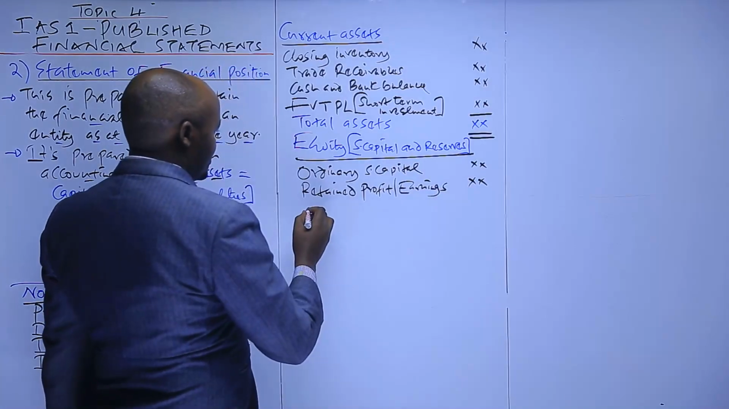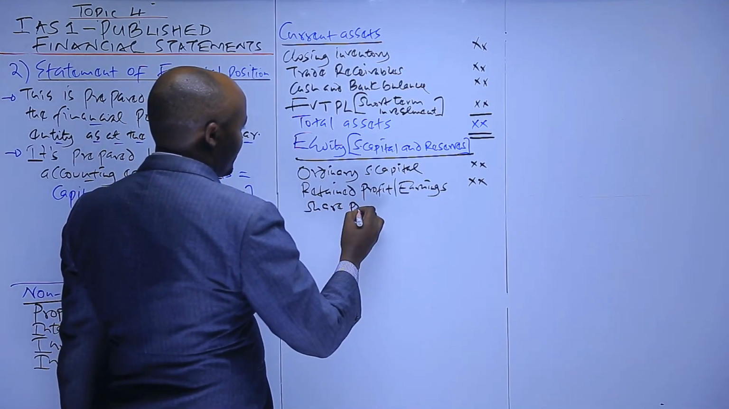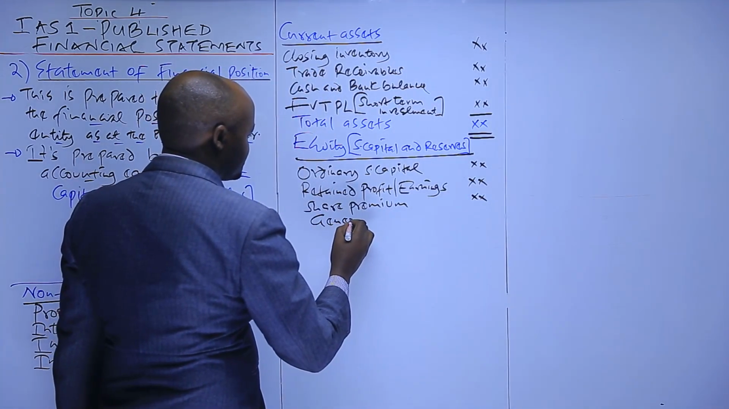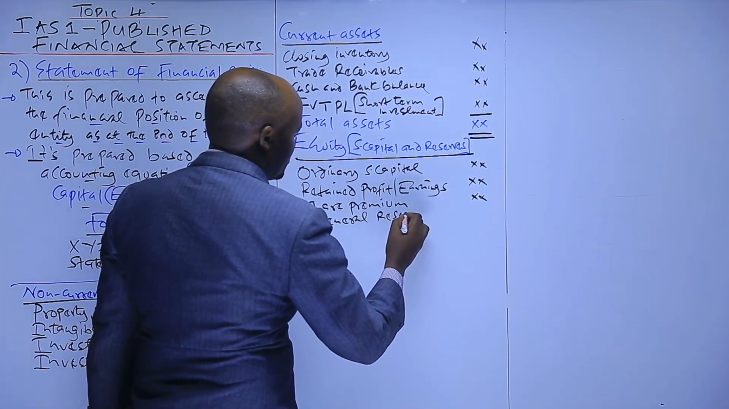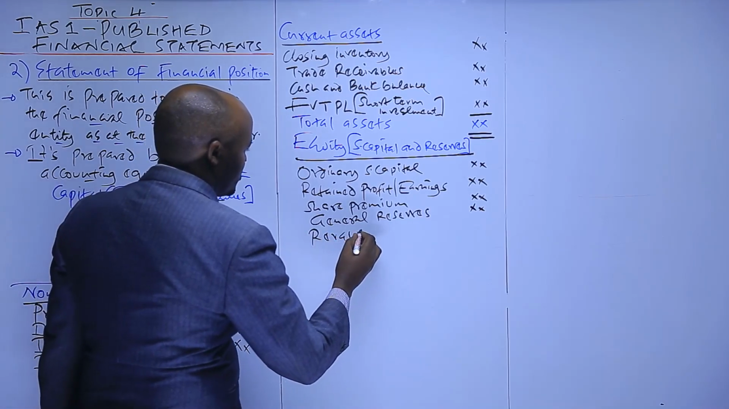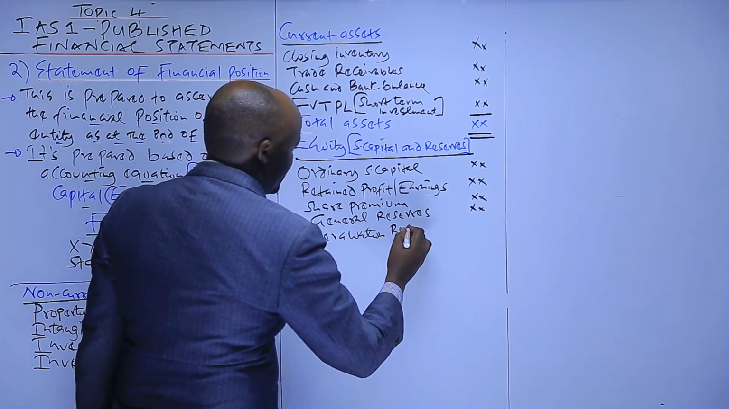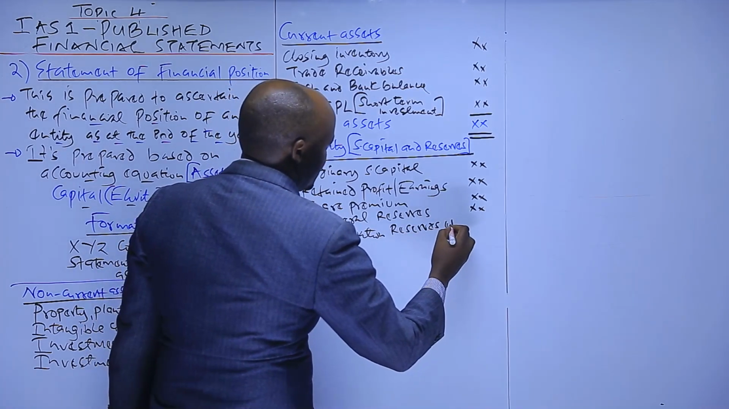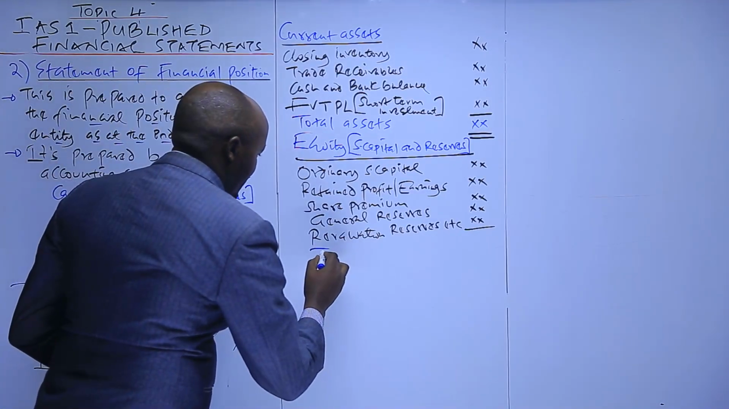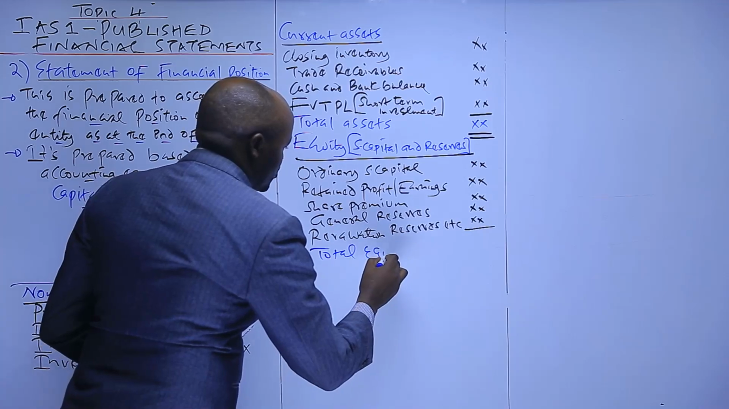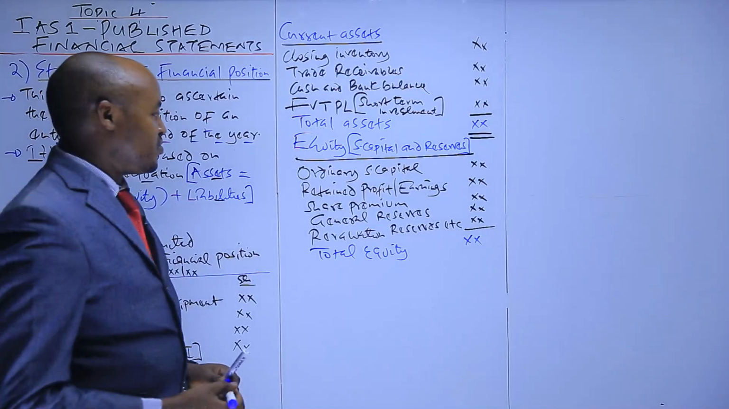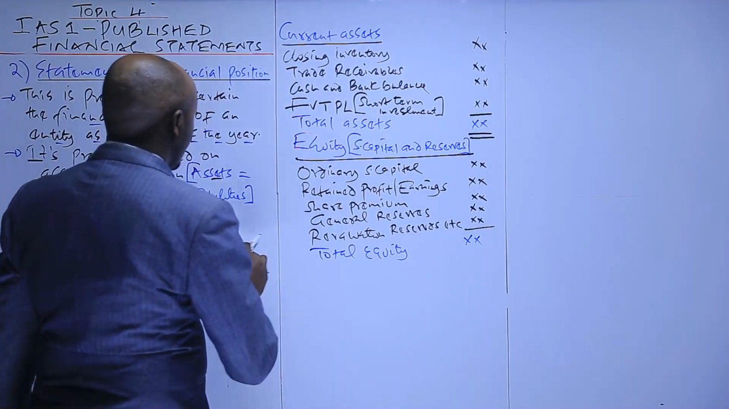Retained earnings, share premium is still a reserve. We also have general reserves, revaluation reserves, etc. So we include all those here, and then get the total figure which you get there. We refer to it as total equity. So therefore, equity comprises share capital and reserves. Then from there, we proceed and record liabilities.